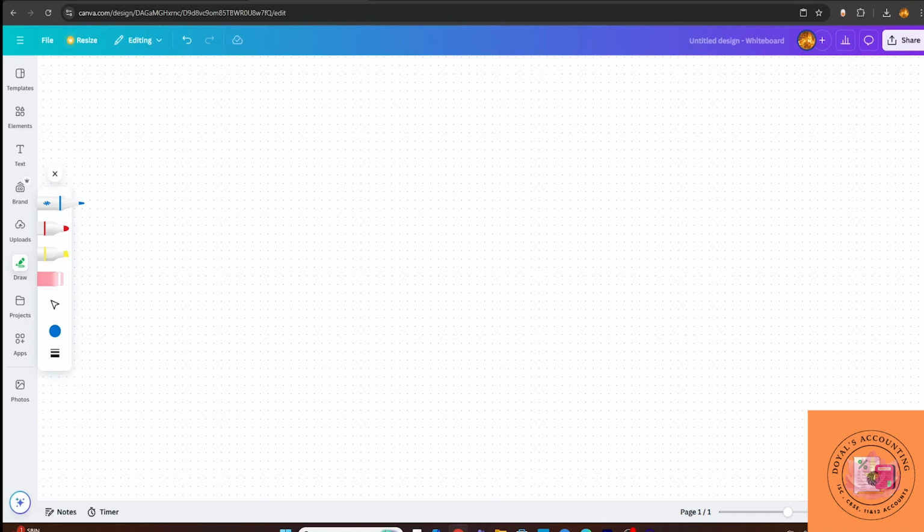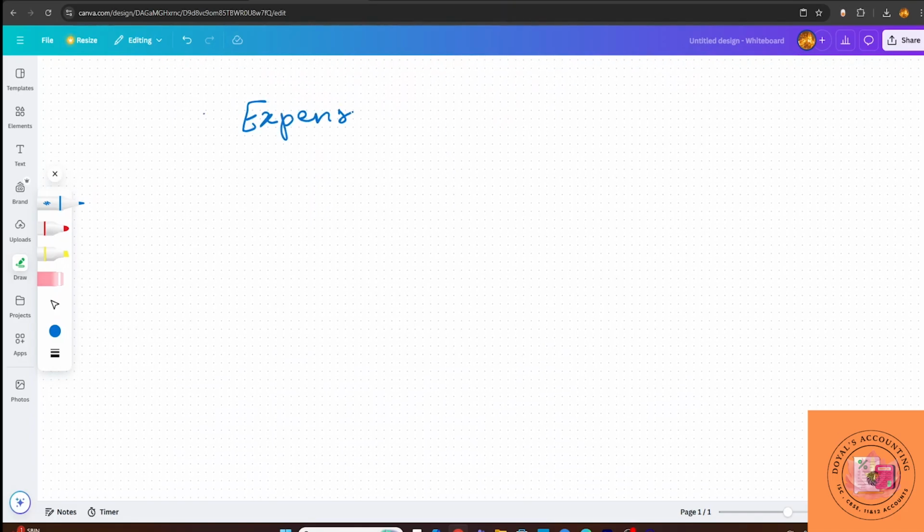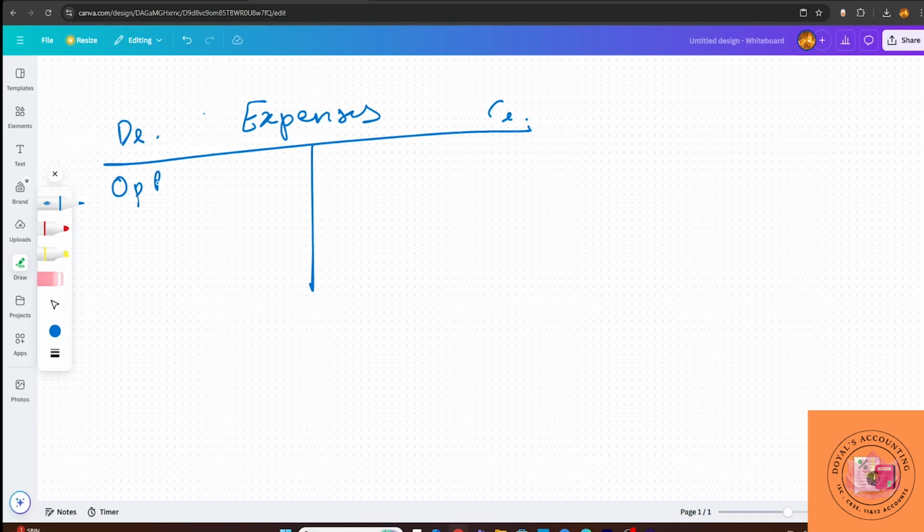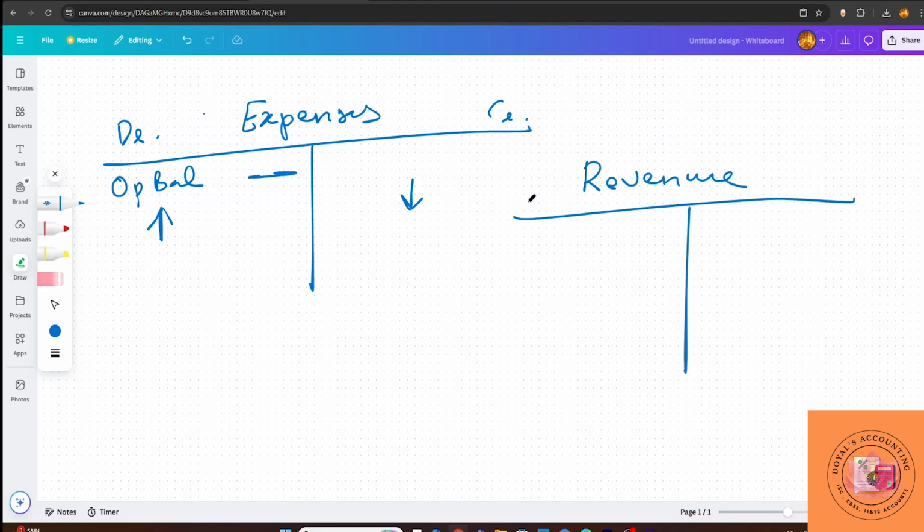Now, expenses. What is expenses by nature? They will have their opening balance on the debit side, and if any expense increases, that will be debited. But if the expense decreases, it will be credited. And revenue will be the opposite of expense. It will have its income or revenue.